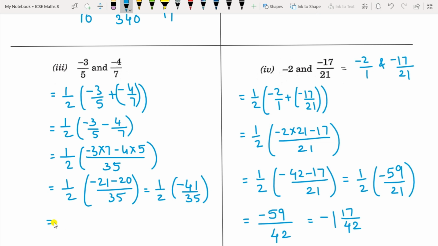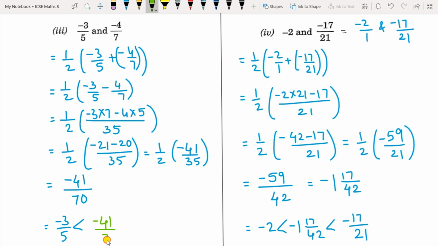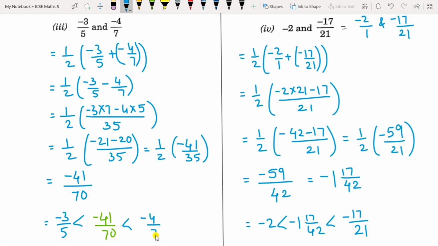Now do the multiplication with half. It will be minus 41 upon 70. This statement is very important: you have to write it in ascending order, that is minus 41 upon 70, and this one is minus 4 by 7. So this method is easy when you want to find one rational number.